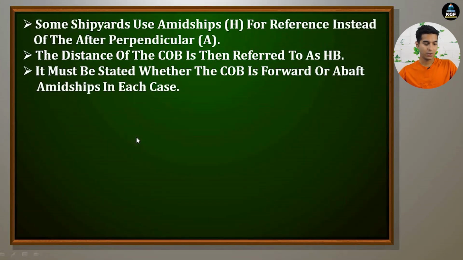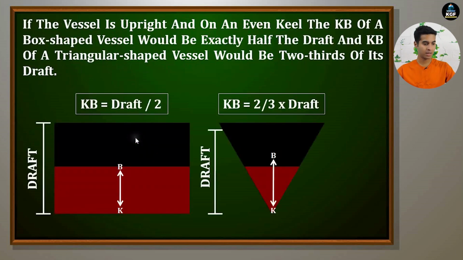Some shipyards use a midship H for reference instead of the after perpendicular A. In this case, the COB is referred to as HB. It must be stated whether the COB is forward or abaft the midship in each case. If the vessel is upright and on an even keel, the KB of a box-shaped vessel would be exactly half the draft and the KB of a triangular-shaped vessel would be 2/3 of its draft. So KB will be draft by 2 if your underwater volume of the ship is box-shaped, and KB will be 2/3 into its draft if the hull is of triangular shape.